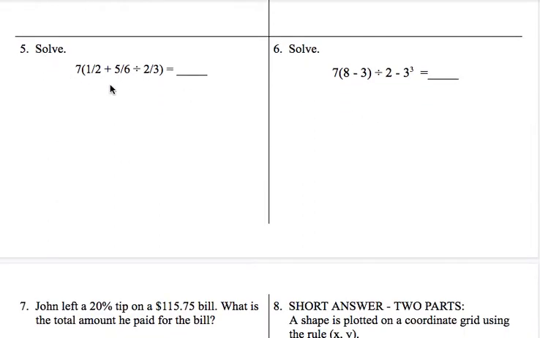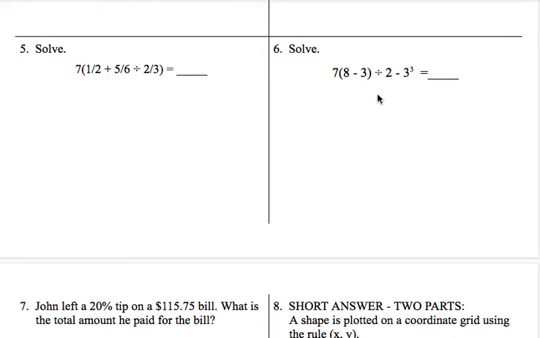Here we have an order of operations problem. So we have to do the division first. And remember, you're dividing fractions, which is just like multiplying by the reciprocal. So if you take this and multiply it by 3/2, you'll get the answer to this part of the problem. Then you'll do the addition, and you'll need common denominators for the addition, and then multiply that by 7.